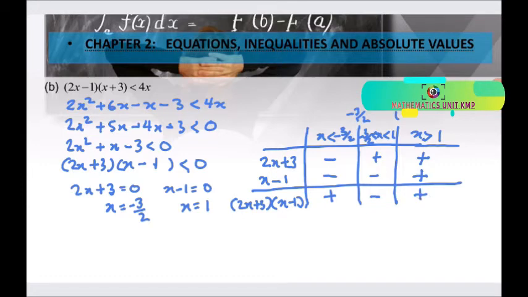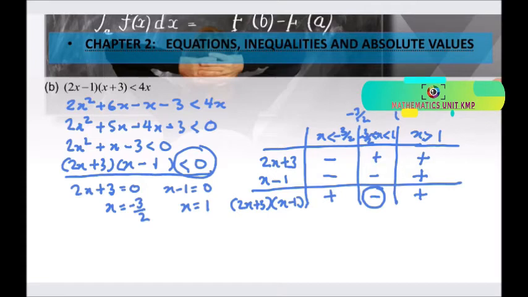Okay, so from the quadratic equation that we already factorized, we look at the quadratic equation that we already factorized here. So the sign is less than 0, that means negative. So we look at the table. The conclusion for negative is x greater than negative 3 over 2 and x less than 1.